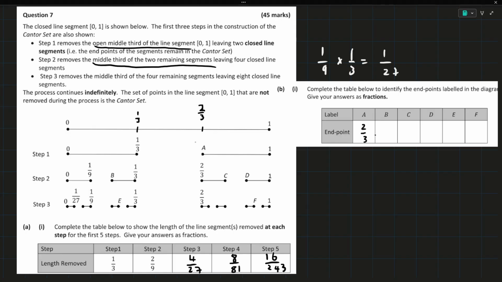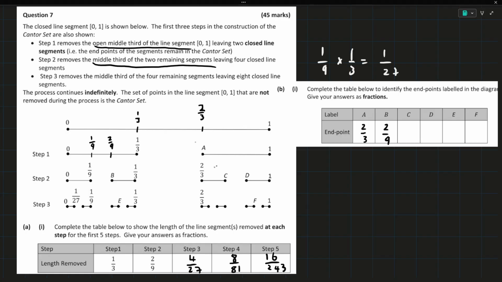And we can use a similar thing to figure out what B is. So this is a 9th. So again, if we're splitting this up into thirds, well, we're splitting 0 to a third into thirds. So this is going to be 1/9, this is going to be 2/9, and this is 3/9, which is the same as 1/3. So clearly B is 2/9.